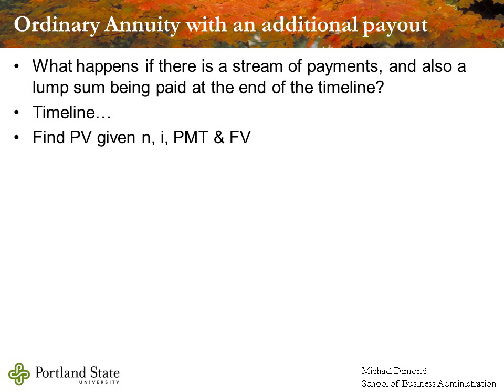And then when you're done, write down the inputs to put into your financial calculator, which would be to find the present value given n equals 60, I equals whatever your appropriate interest rate is, your payment equal to $100, and your future value equal to $1,000. What you should get as a result of finding the present value on your calculator with those inputs is an answer which is equal to the sum of those two different cash flow streams that I talked about before.